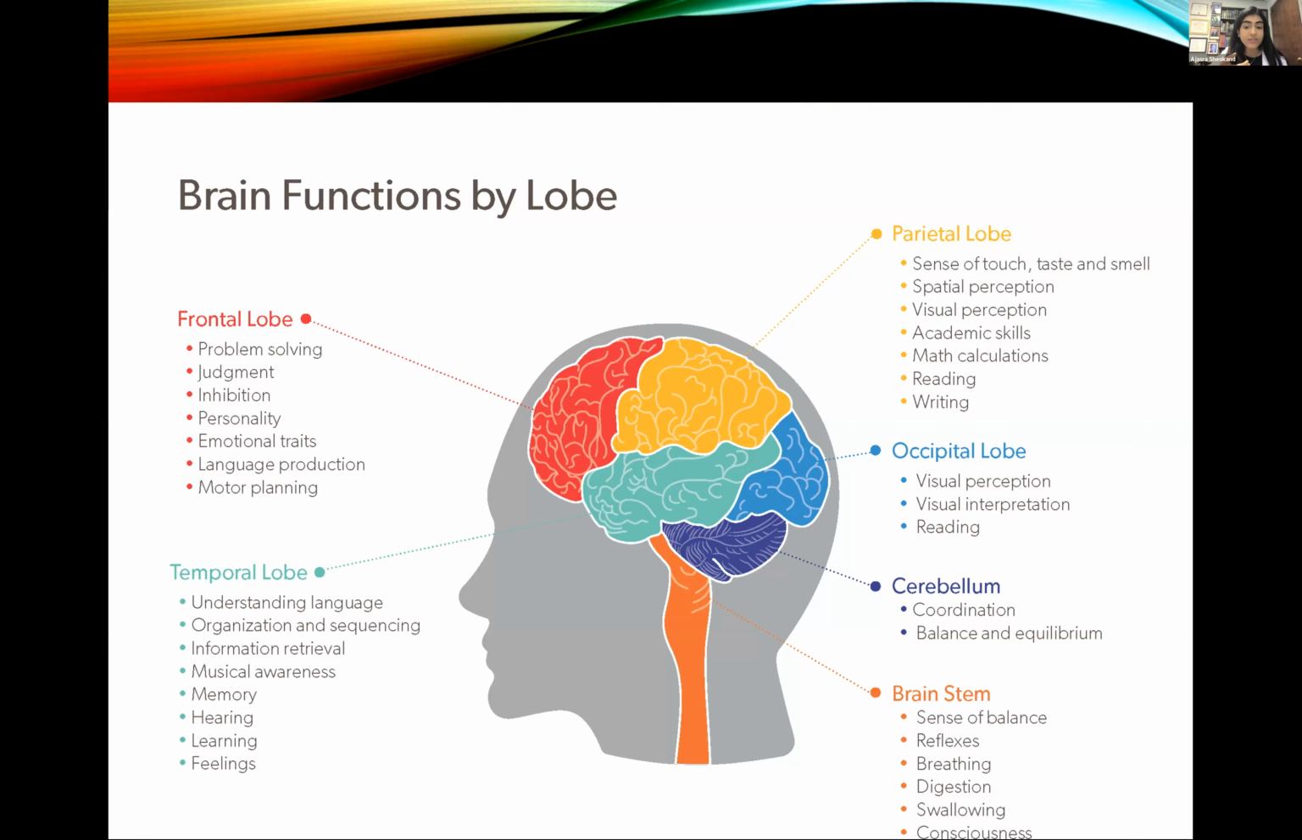Then coming to the cerebellum. The cerebellum helps us with coordination, balance, and equilibrium. As we all know, if the cerebellum is impaired, we can have things like nystagmus, ataxia, and dysarthria. So that's the function of the cerebellum.